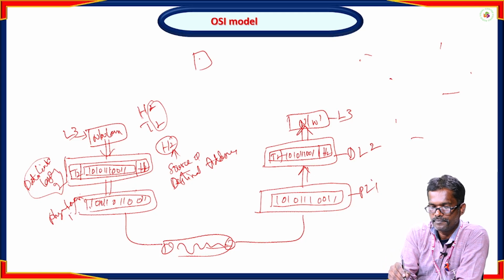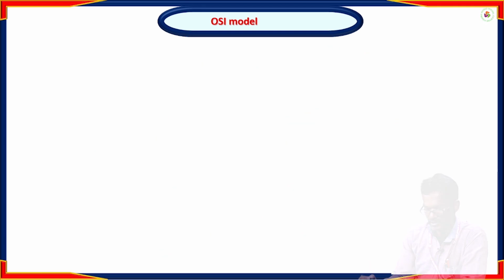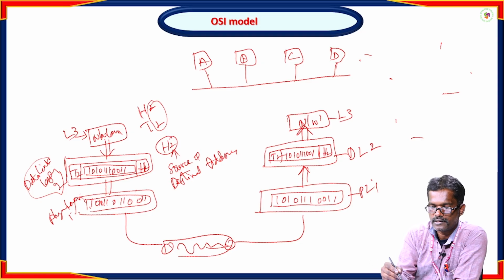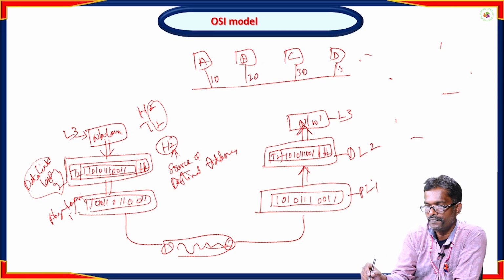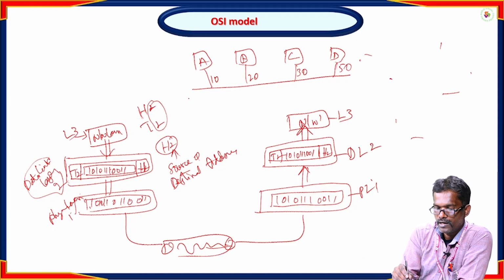There are systems A, B, C and D. These are the four systems, which are connected with a bus. Each system will have some address: 10, 20, 30, 50. In the data link layer, how will the data link layer look?